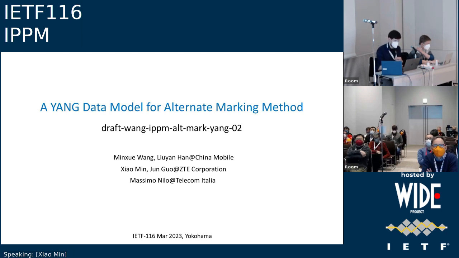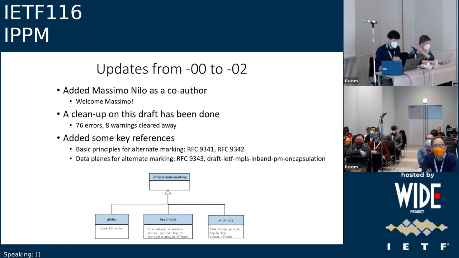This presentation is on a Yang data model for the alternative marking method. This is the second time this draft is presented. This slide demonstrates main updates from version 00 to 02. The former was presented at IETF 115. Firstly, Massimo Nino was added as a new co-author. Welcome, Massimo. Secondly, in the latest 02 revision, cleanup on this draft has been done. By the cleanup, 76 errors and 8 warnings were cleared away. And now it's 0 errors and 0 warnings.